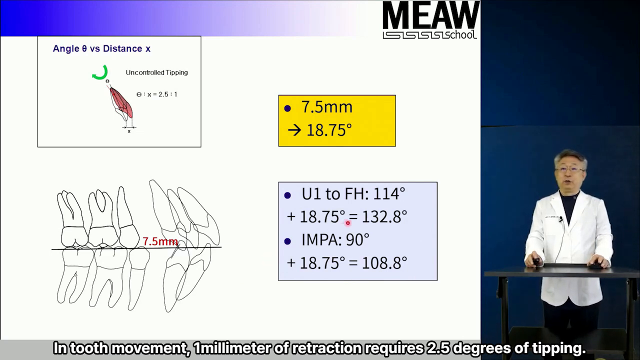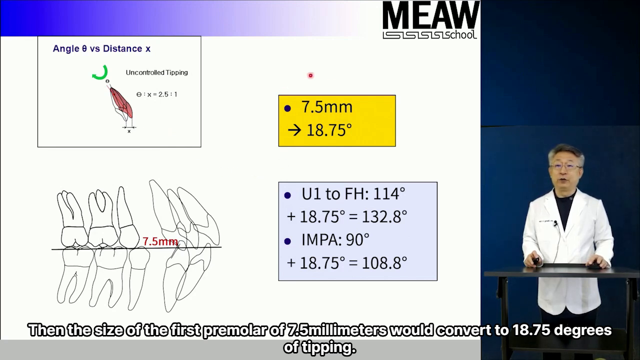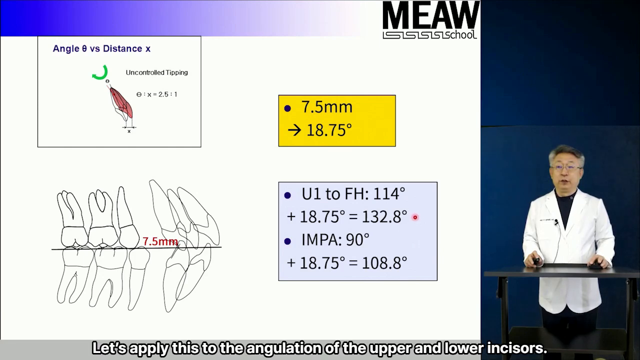In tooth movement, 1 mm of retraction requires 2.5 degrees of tipping. Then the size of the first premolar of 7.5 mm would convert to 18.75 degrees of tipping. Let's apply this to the angulation of the upper and lower incisors.